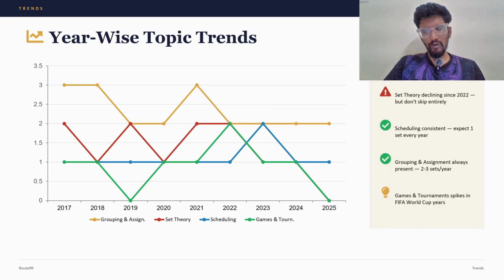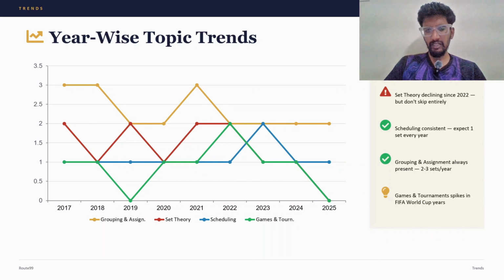Suppose that after 2022, it is quite disappearing, but you can definitely learn so many things from it. In 2025, it has definitely vanished, but guys, don't celebrate it. CAT has a habit of bringing old topics back when students least expect them.